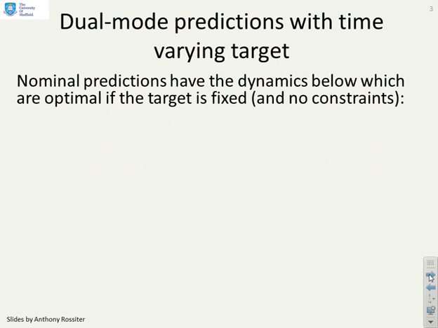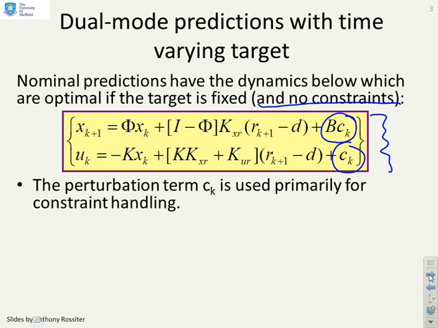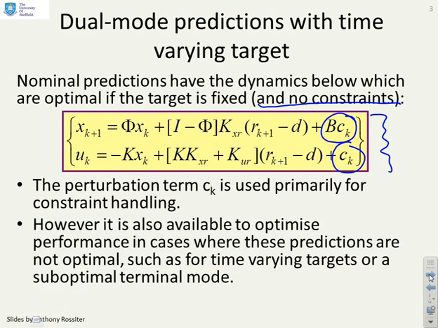numerical demonstrations. So what we know is the nominal predictions, if you have a fixed target and no constraints, basically follow these dynamics here. And we've still got this perturbation term here, which was designed primarily for constraint handling. So there we are, the perturbation term is used for constraint handling. However, what we showed in the previous video is it's also available to optimize performance in cases where the predictions are no longer optimal. And these predictions are no longer optimal when you have time-varying targets or a suboptimal terminal mode, and we're not going to worry about that detail, it was discussed earlier.